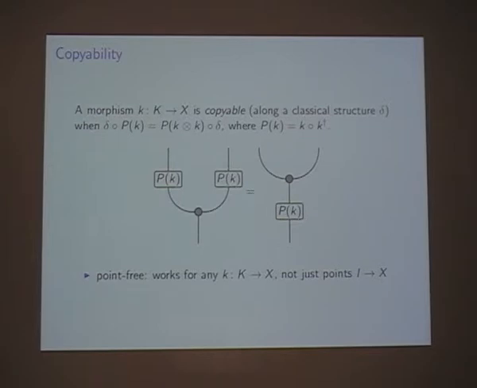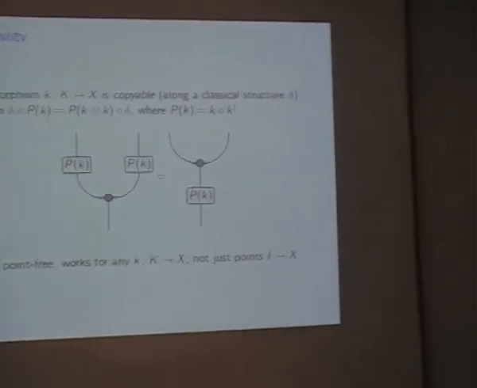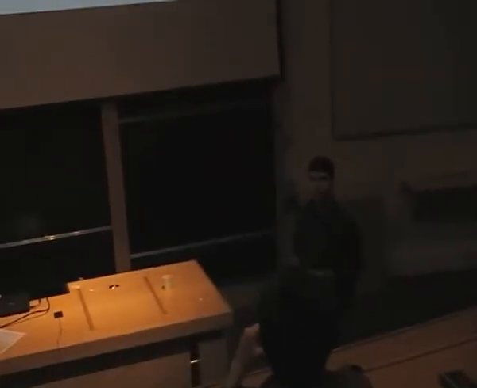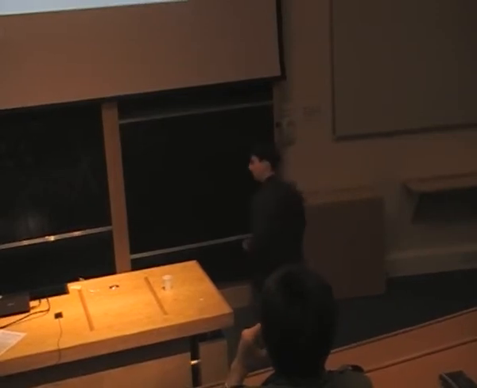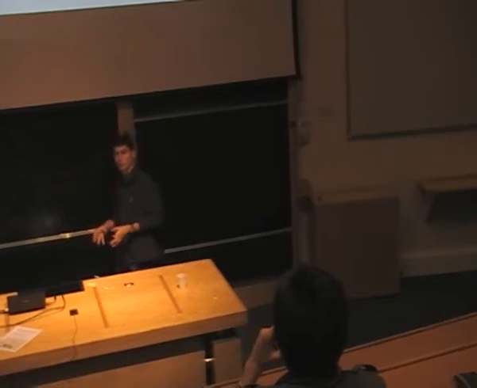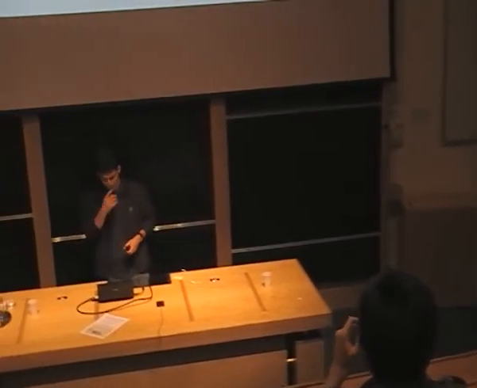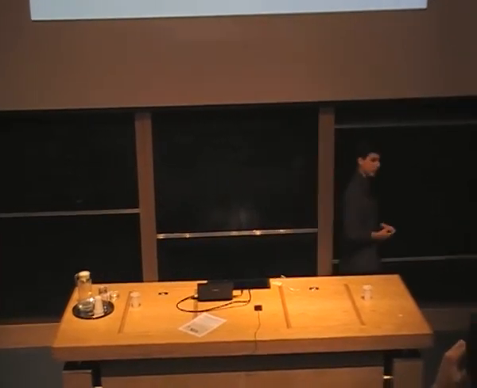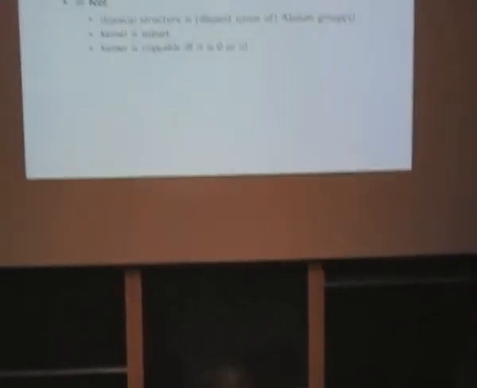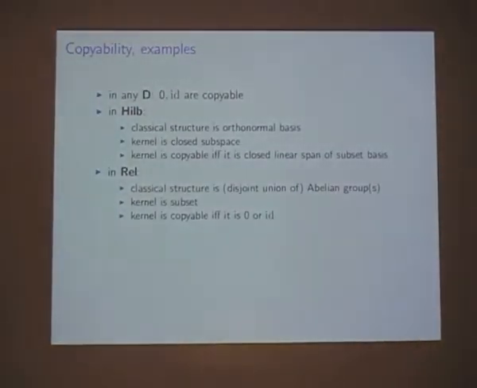Now notice a few things. First of all, it does not require anything about the unit. I don't like units, so it shouldn't go into this definition. And second of all, this definition works for any morphism K, not just morphisms with domain the monoidal unit. So not just points, it works for any morphism. That's important for us because we want to consider all closed subspaces, not just the one-dimensional ones. So for some examples, the zero subobject and the identity subobjects are always copyable.